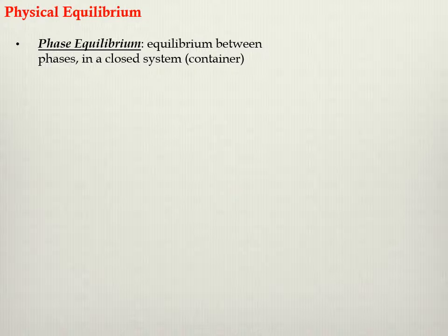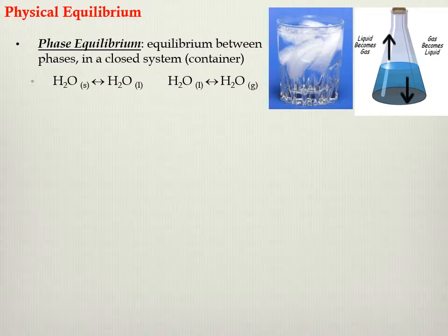As I said in the previous slide, there are two ways to think about physical equilibrium: phase equilibrium and solution equilibrium. Phase equilibrium is one substance switching between two different phases, as the name would imply. This is like water moving between solid and liquid at the melting or freezing points, or evaporating and condensing between liquid and gas at the boiling point.